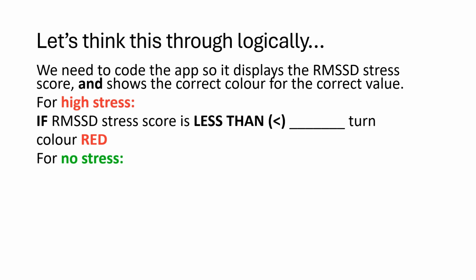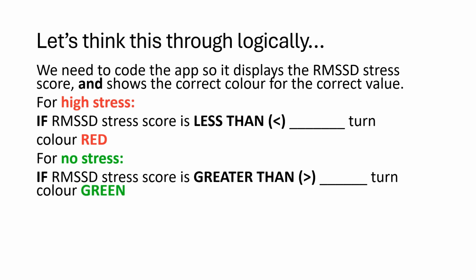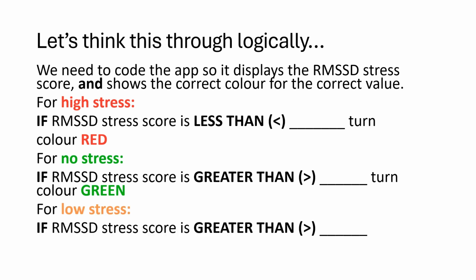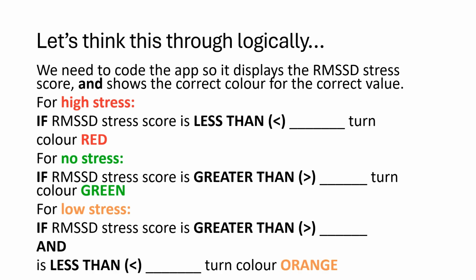So for no stress in green, if the RMSSD value is greater than the value you calculated as the threshold, turn this green. But if it's in between, if it's low stress, if the RMSSD score is greater than the high stress score, but lower than the no stress score, we want it to turn orange. So this one's got a little added extra step because we're doing greater than and less than. It's got two conditional values here.